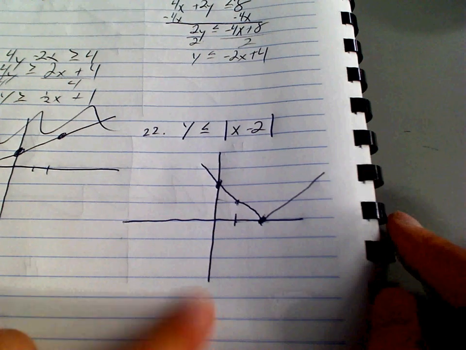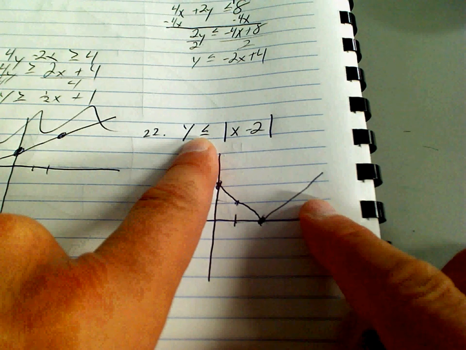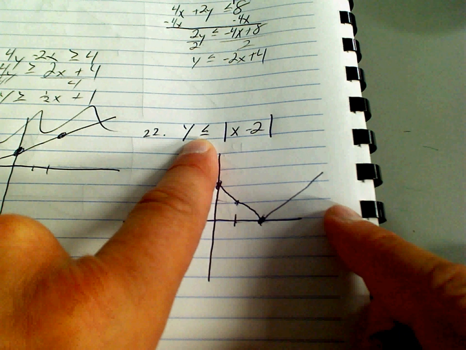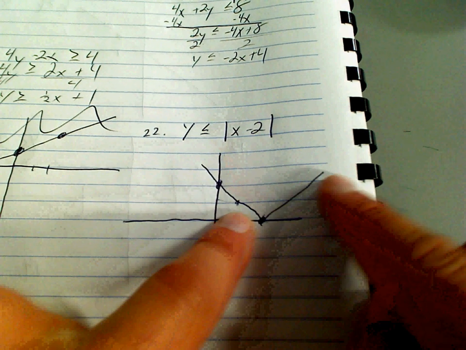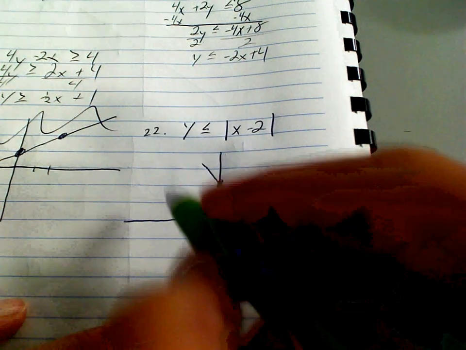Man, I just made solid lines. I'm glad I paid attention. I wasn't paying attention, but the equal to sign saved me right there. This could be solid or dashed, just like the others. And I would shade below.